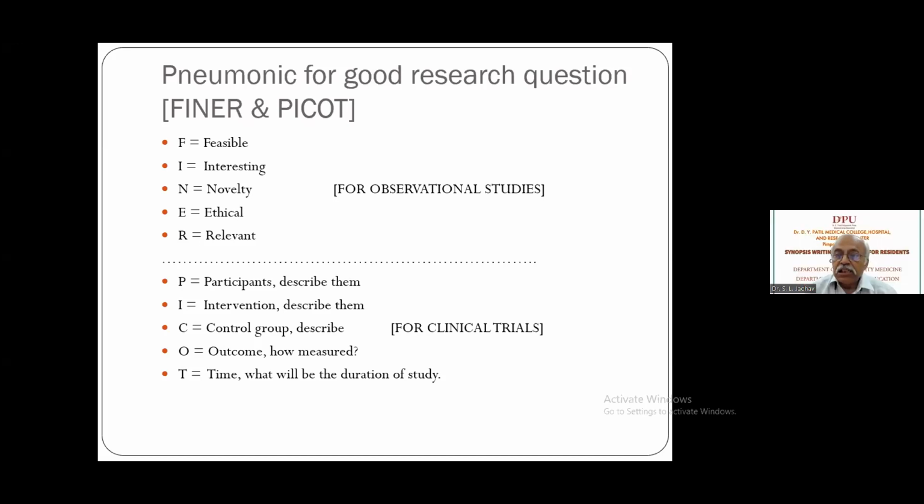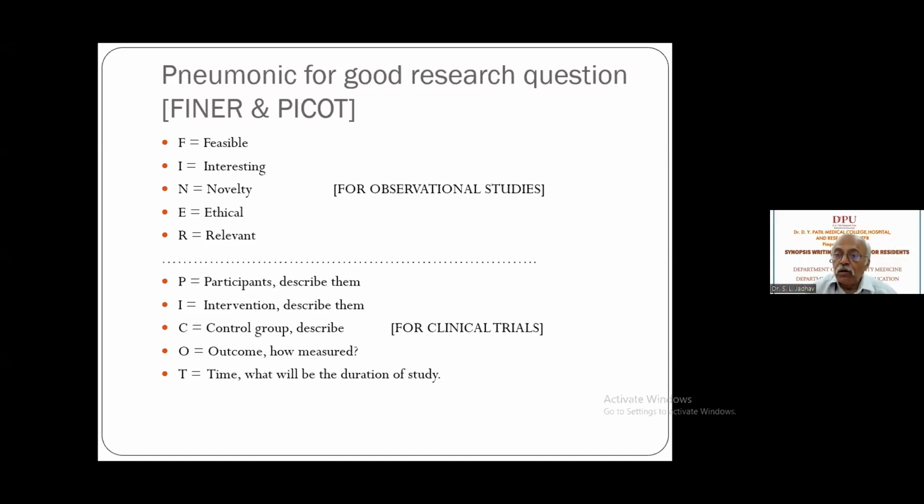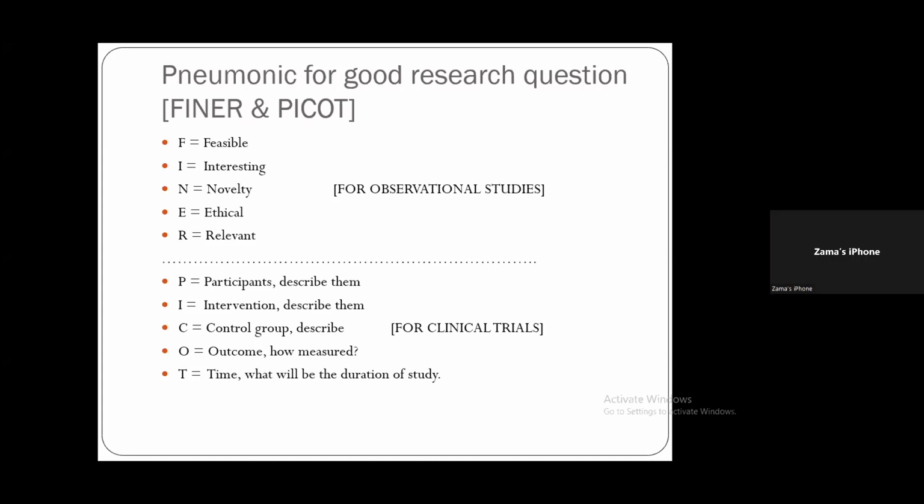Intervention. C is the control group. What type of control group? You have to describe the control group. O is the outcome. How you are going to measure the outcome? Very important. Outcome measure. T is the time. What will be the duration of the study? So this is outcome, how measured, and time.